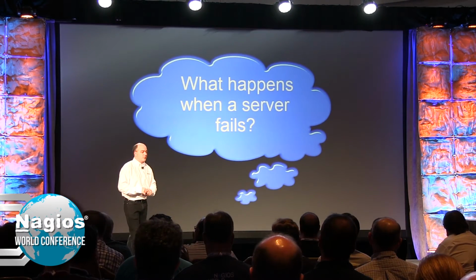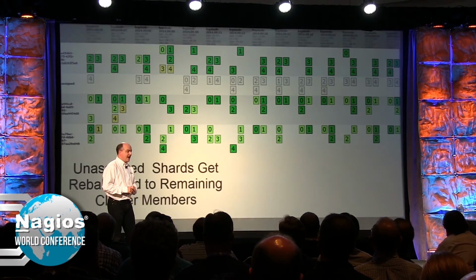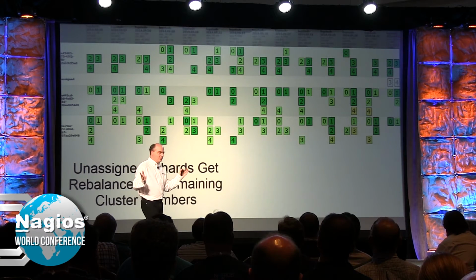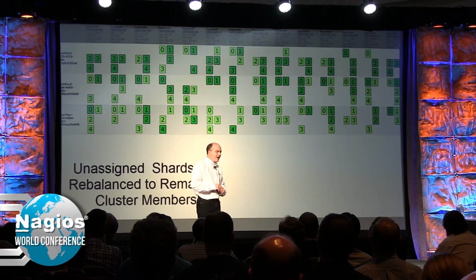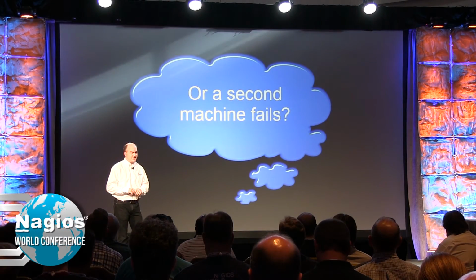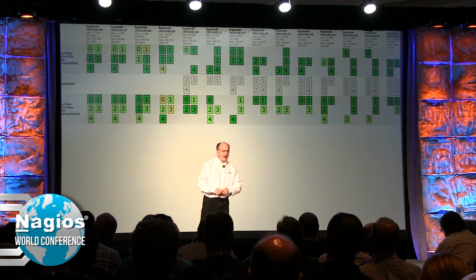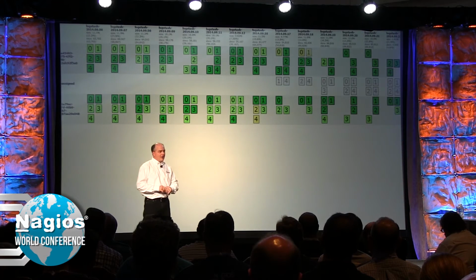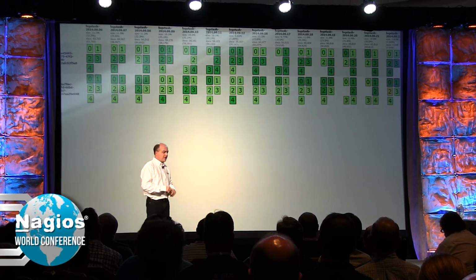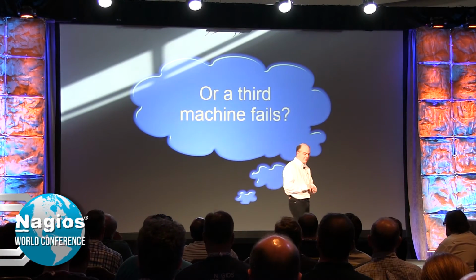The common next question is, what happens when a server fails? Well, when one of your machines goes down, all of the shards that were assigned to it are no longer available. So Elasticsearch will automatically redistribute the shards within your cluster to the available machines, and it does this in real time. When another machine fails, if a primary shard goes down, the secondary or backup replica shard becomes the primary and then copies the data over to make a replica of itself.